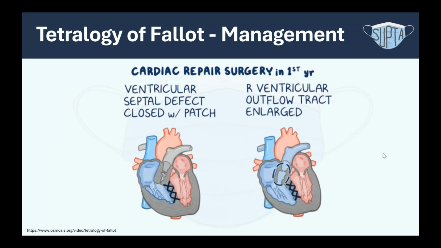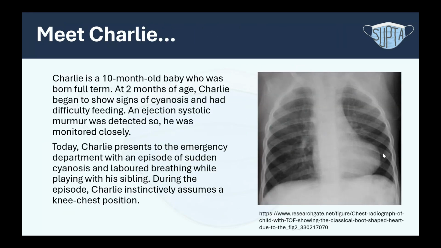Okay, so now that we're all experts with tetralogy of Fallot, let's see what in this case suggests tetralogy of Fallot. Someone in the chat tell me about different clues in this question that might make you suspicious of TOF.